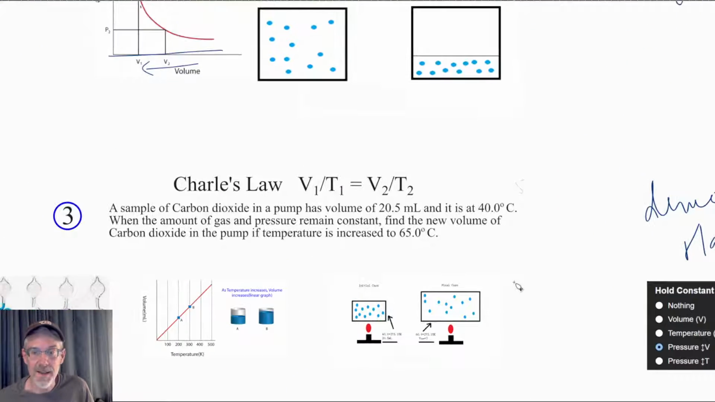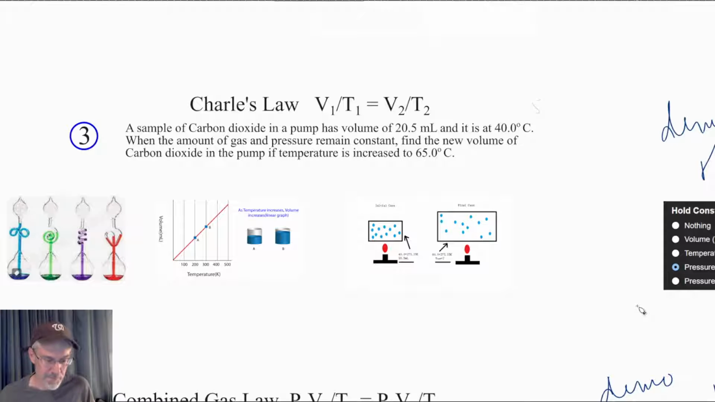The next law is Charles' law. And Charles' law says that volume and temperature are directly proportional.